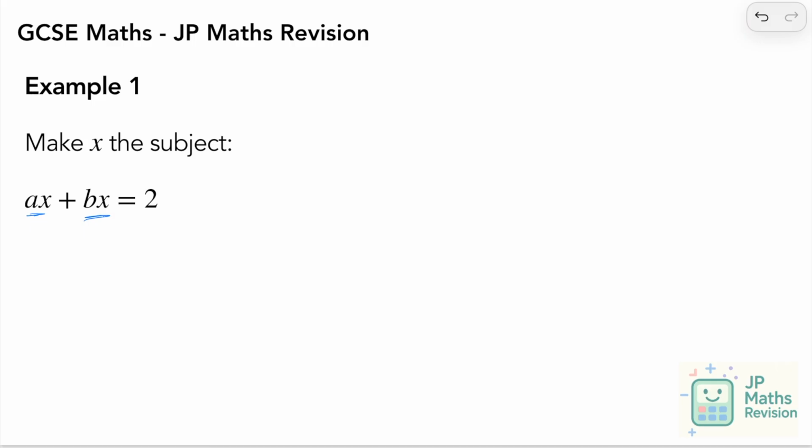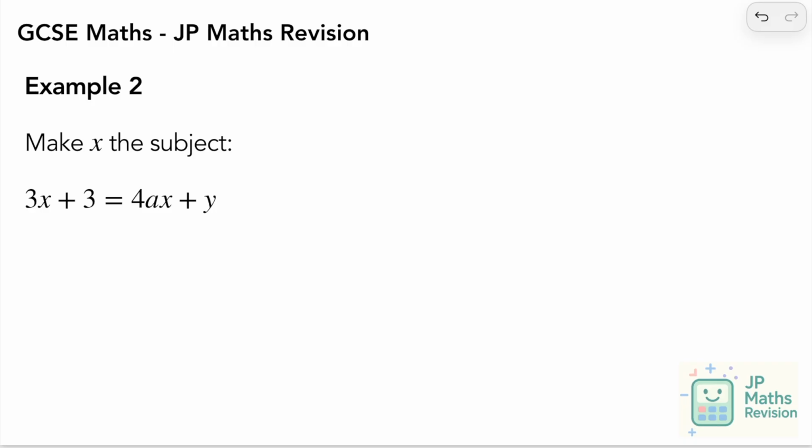So all we need to do is factor out the x. So we have x bracket a plus b equals 2 if we factorise out the x. And now what we can do is just divide both sides by a plus b, so we end up with x equals 2 over a plus b, and now we have x as the subject.